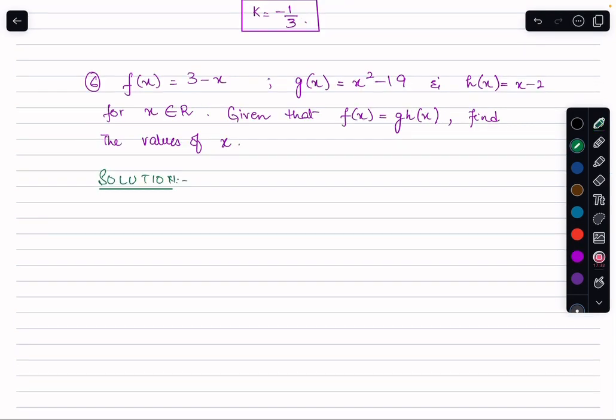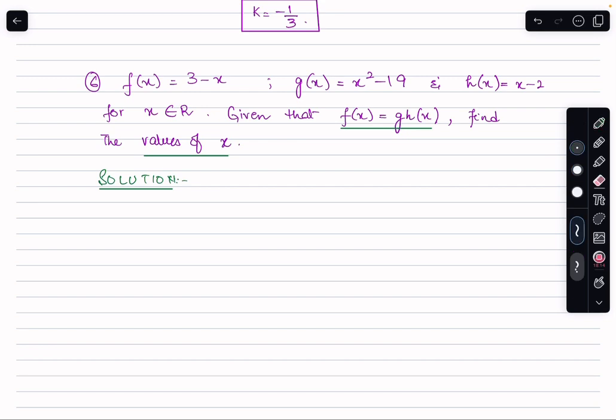So the next question is: the function f of x is 3 minus x, g of x is x squared minus 19, h of x is x minus 2 for x belonging to all real numbers, given that f of x equals g of h of x. Now f of x equals g of h of x, which is a composite function. So find the values of x. Again, be very vigilant here that the question is asking for values of x, meaning there are going to be more than one value of x here.